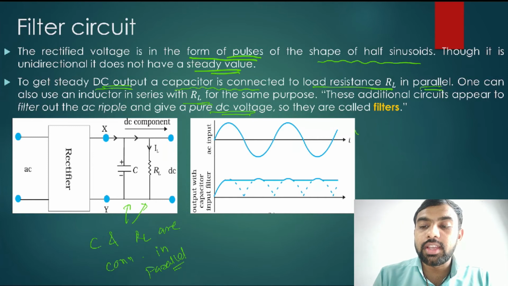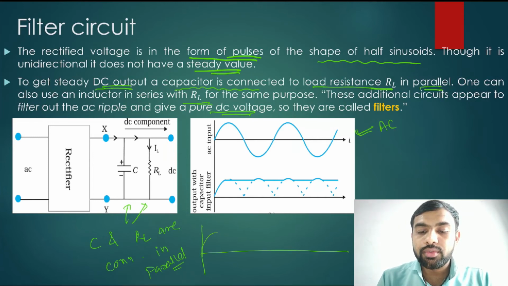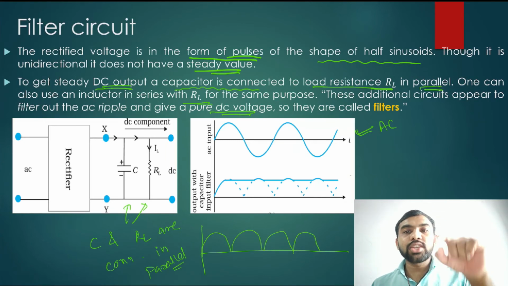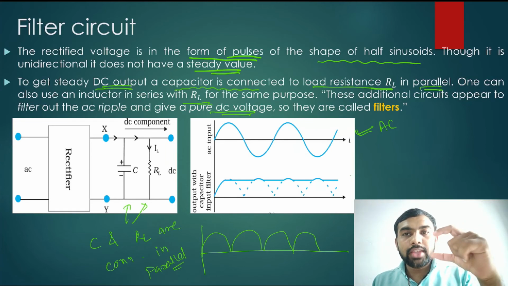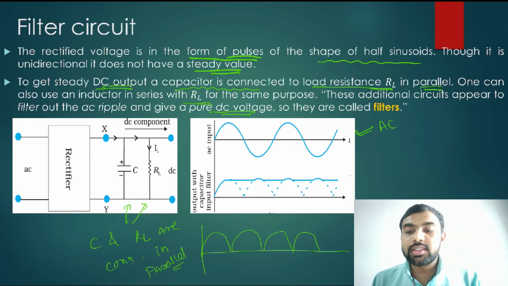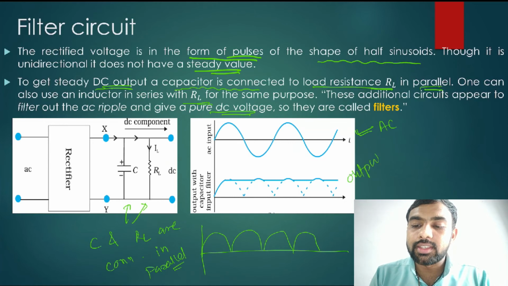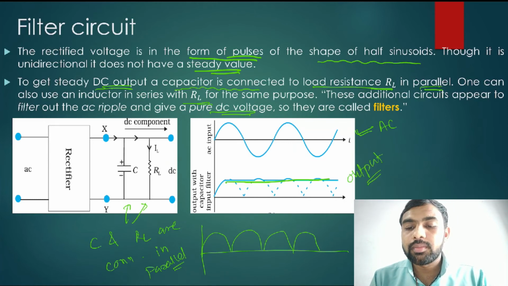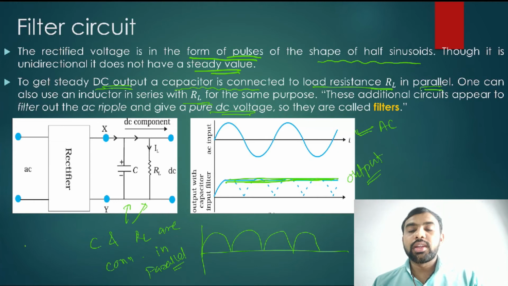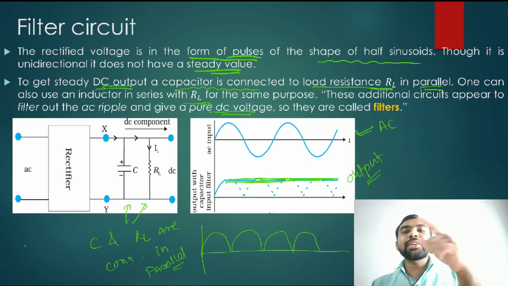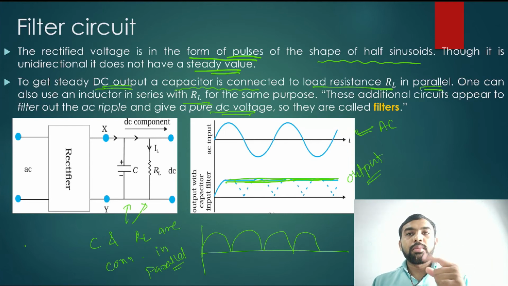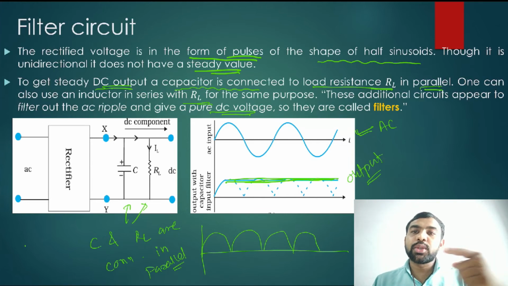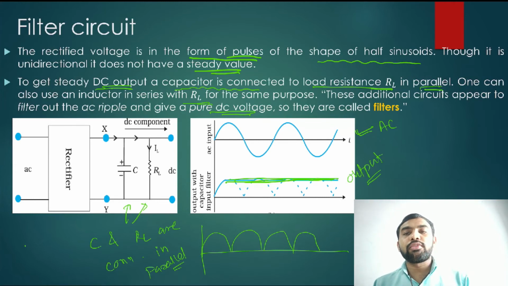Then, so this is AC, and this is the output of the full wave rectifier. Now by using this additional capacitor, by using this filter circuit, the finally output is like this. See, completely DC. See, straight line. Do you understand? It's converted into DC, means pulsating unidirectional current is converted into steady DC output by using the filter circuit.